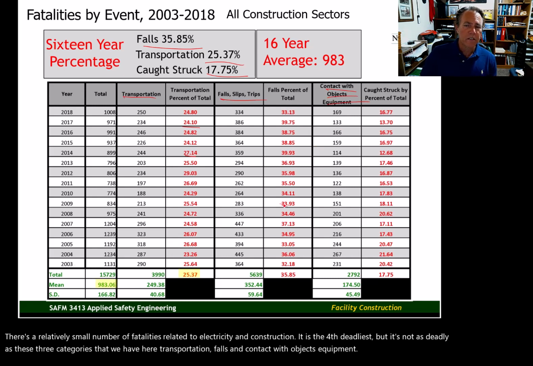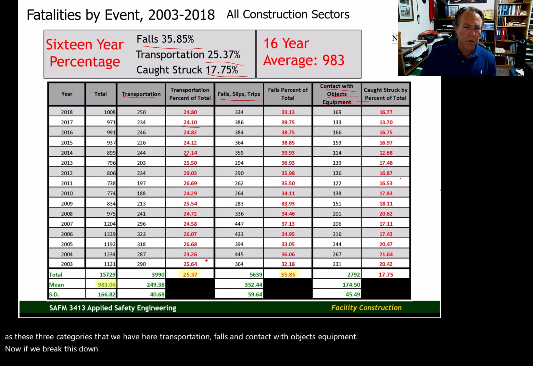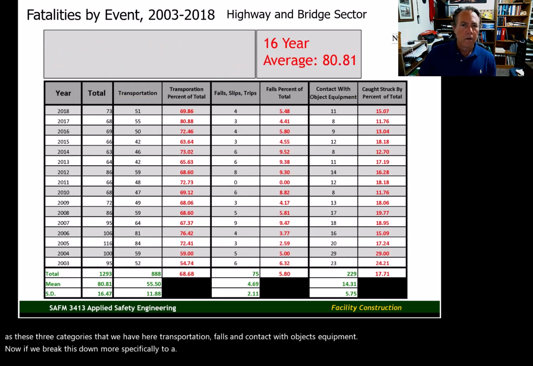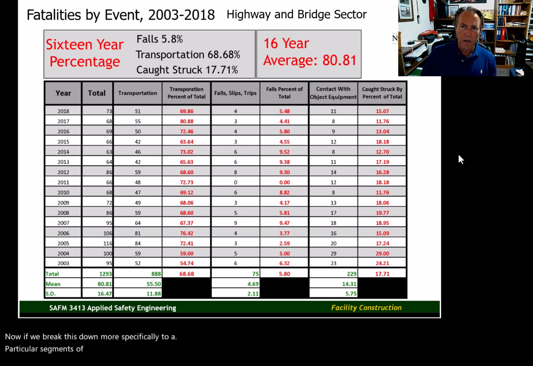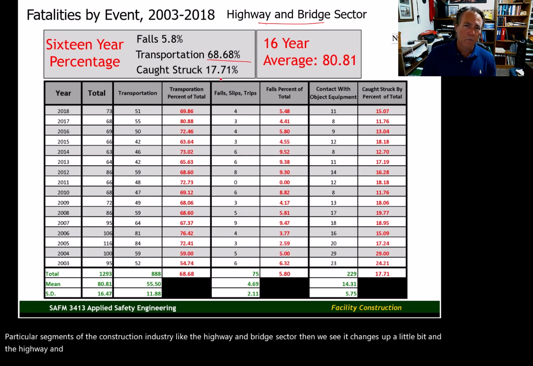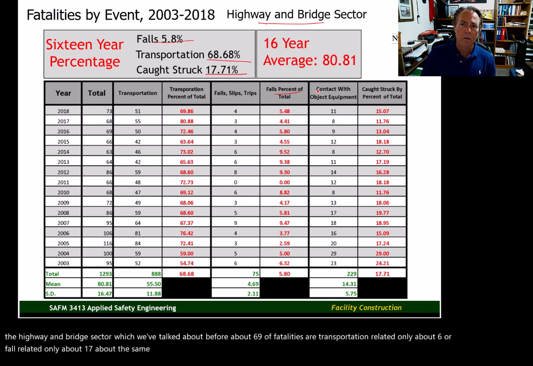Now, if we break this down more specifically to a particular segment of the construction industry, like the highway and bridge sector, then we see it changes up a little bit. In the highway and bridge sector, which we've talked about before, about 69% of fatalities are transportation related. Only about 6% are fall related. About 17%, about the same as for all construction, are related to contact with object or equipment.